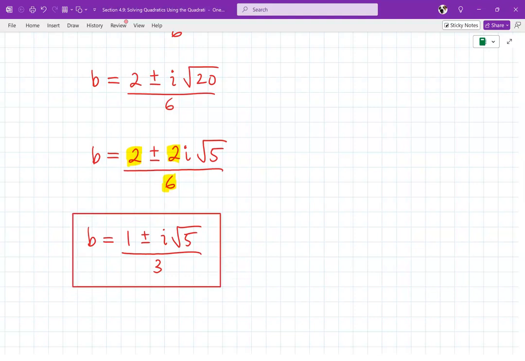And again, if they want to split it up, it's going to look like this. 1 minus i square root of 5 over 3. 1 plus i square root of 5 over 3.